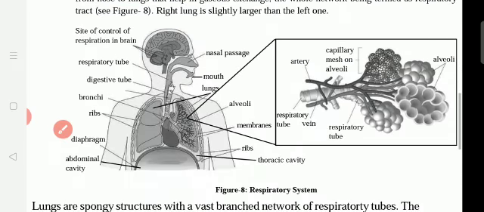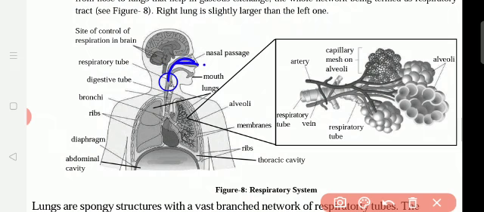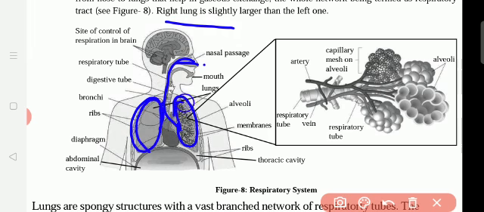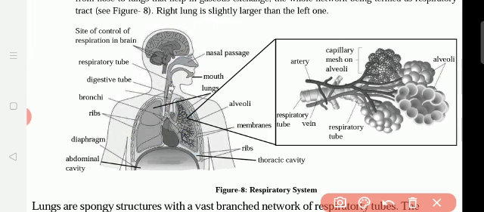Now first we see the respiratory system. Okay, so the respiratory system starts from the nose. Nasal cavity means nose, and it ends in the lungs. Okay, and what did they say? Right lung is slightly larger. Larger means big. Right lung is bigger than the left lung. And what are the parts? Nasal, mouth. One thing you observe, nose and mouth have the same opening.